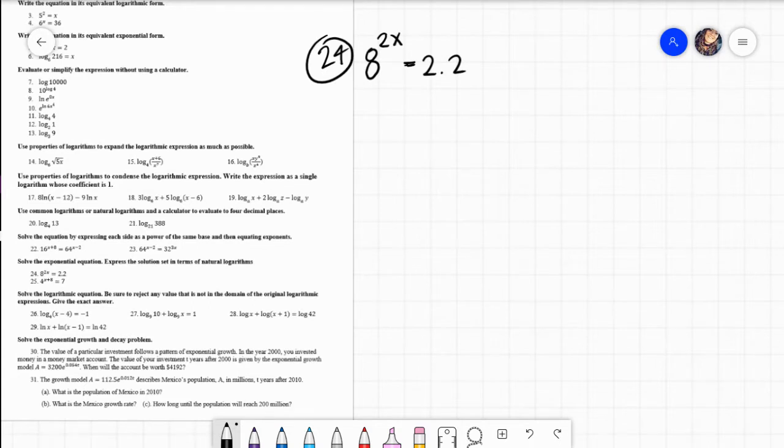Okay, so what I'm going to do is take the natural log of both sides, which would be natural log of 8 to the 2x power equals natural log of 22.